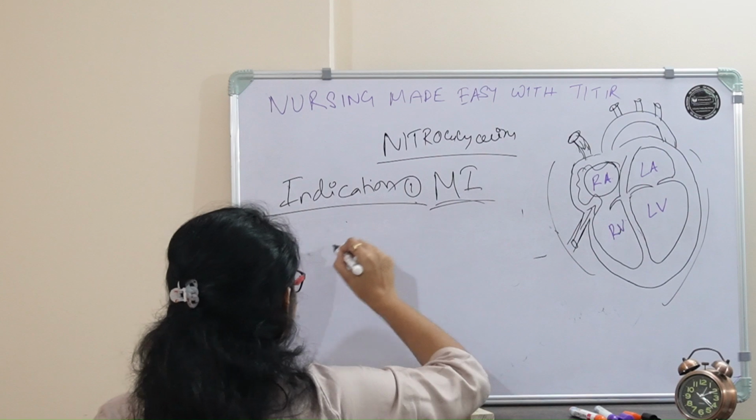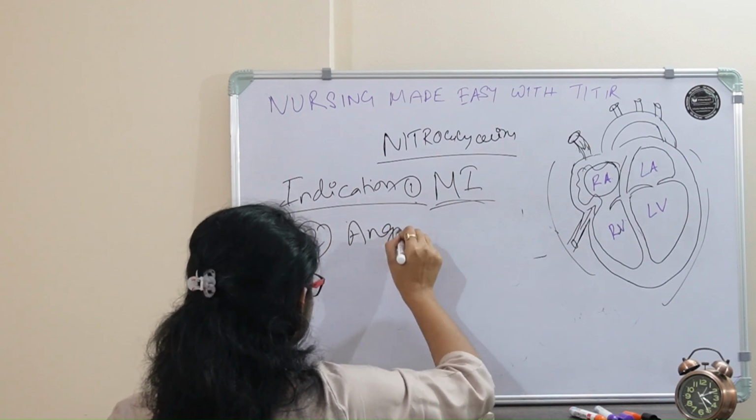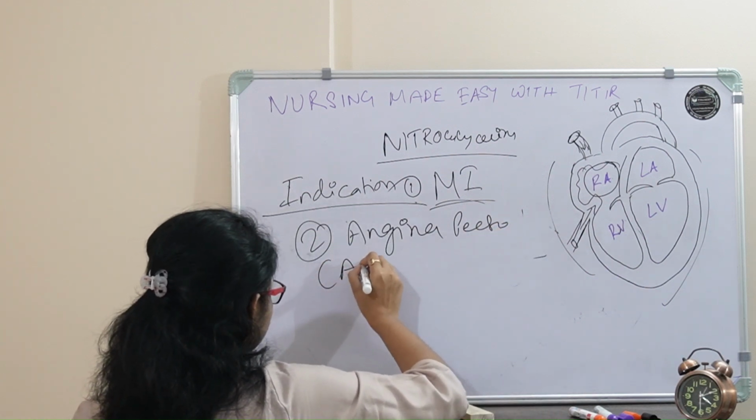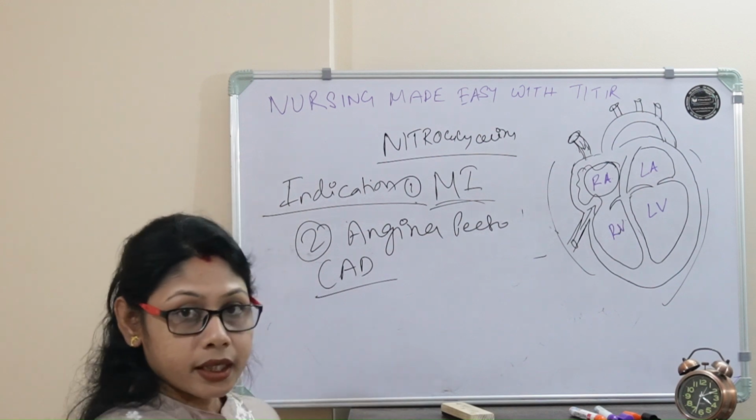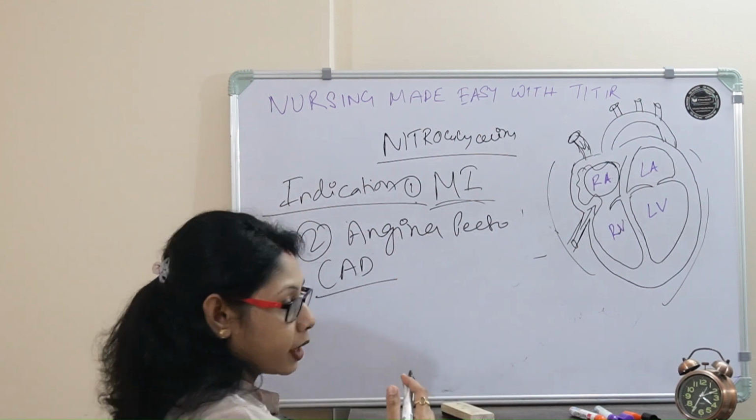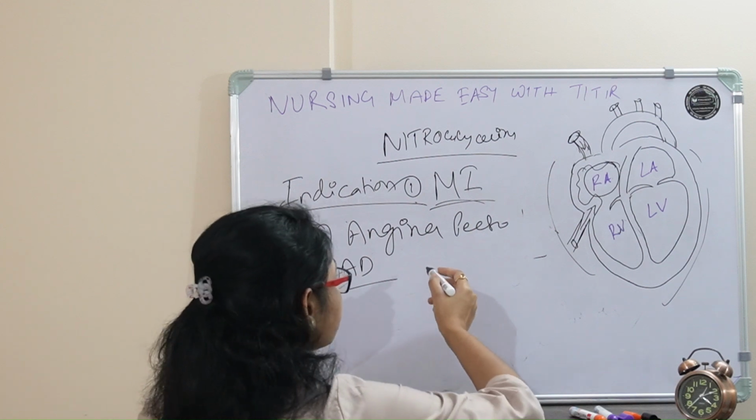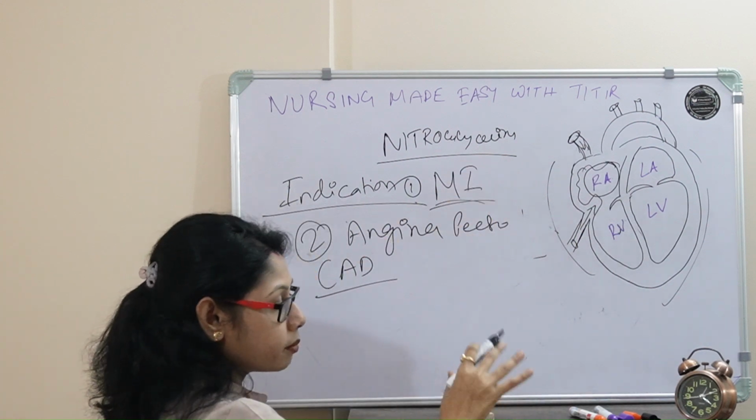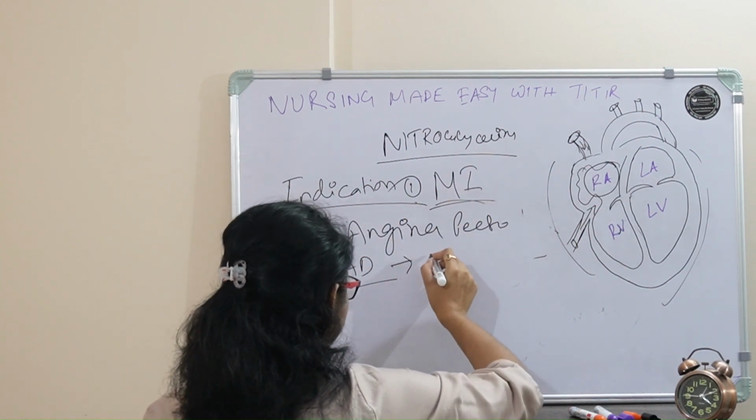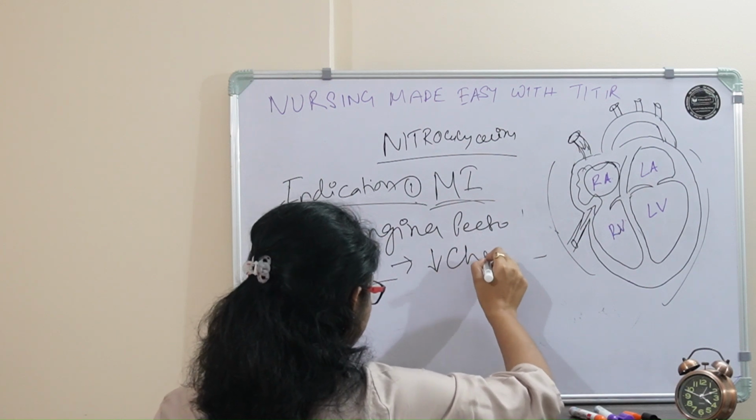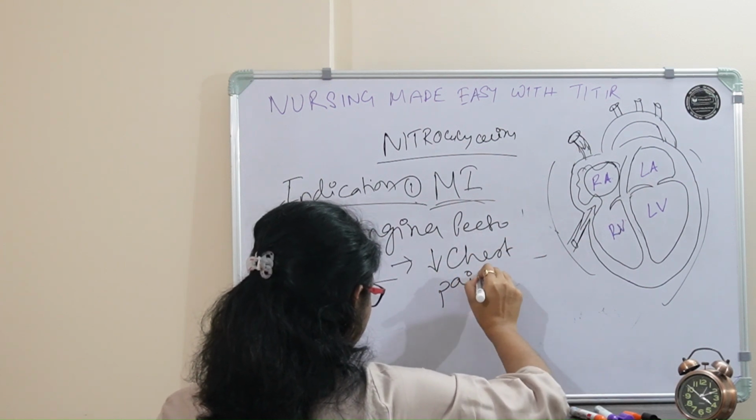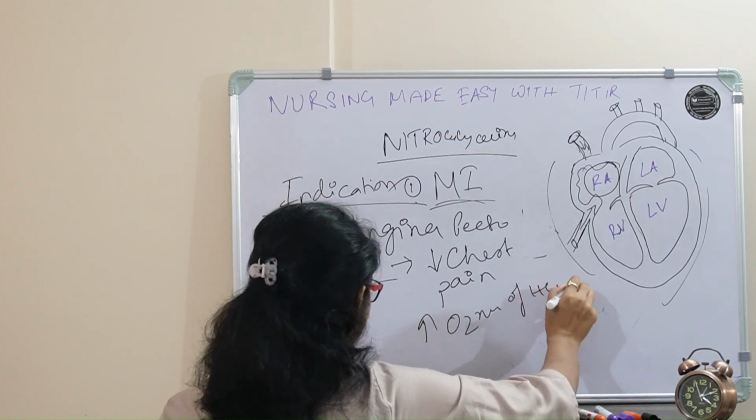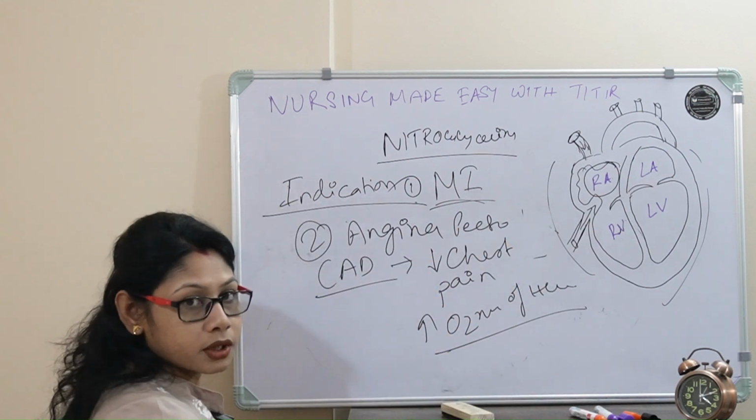Second is to treat angina pectoris. Angina means chest pain. In case of CAD, coronary artery disease, there might be on and off chest pain. How do we treat that? We have already discussed the mode of action. It will increase the oxygenation and relax the cardiac muscles. That is how it will reduce the chest pain and improve the oxygenation of heart muscles to treat angina pectoris.